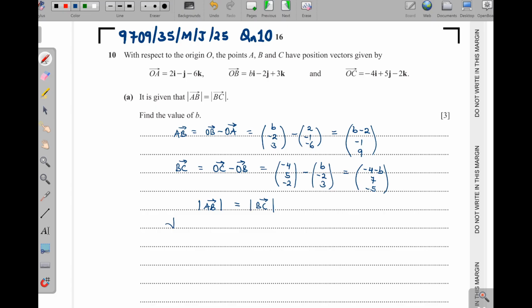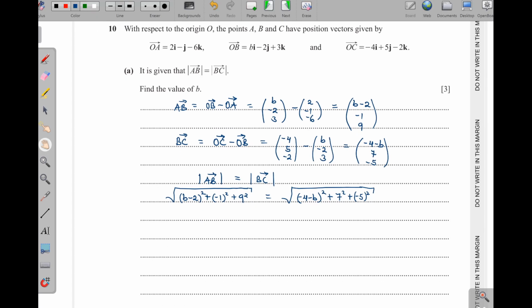So I'll have the square root of (B - 2)² + (-1)² + 9². Then this is equal to the square root of (-4 - B)² + 7² + (-5)². Now, we square both sides, the square roots will go, okay?